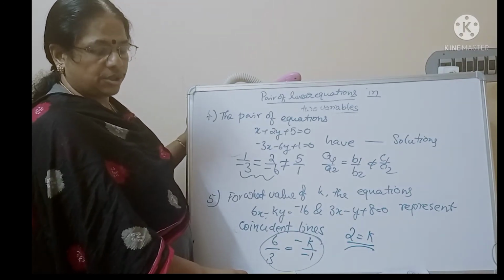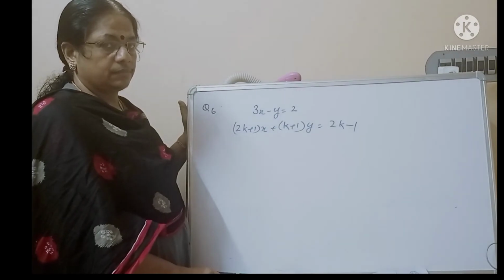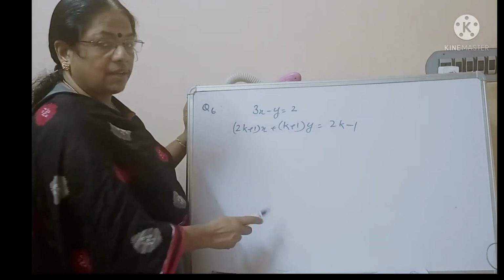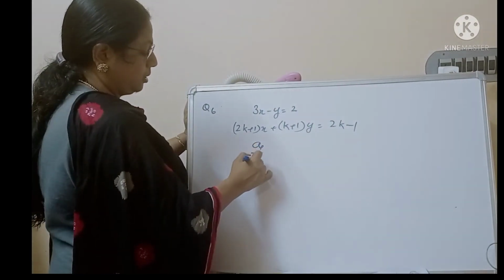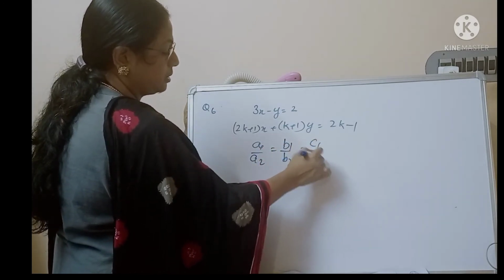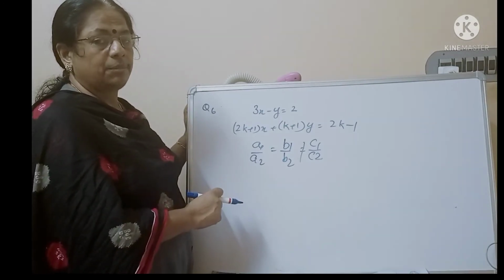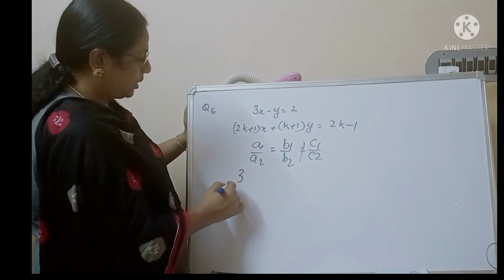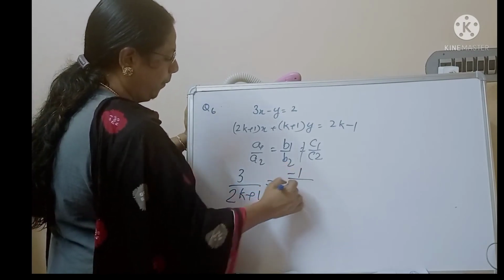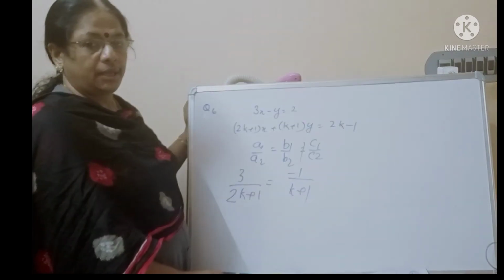So the next question: here two equations are given. It is given that they are inconsistent. Inconsistent means a1 by a2 equal to b1 by b2 not equal to c1 by c2. That means they are parallel. So we want to find k: 3 by 2k plus 1 equal to negative 1 by k plus 1.